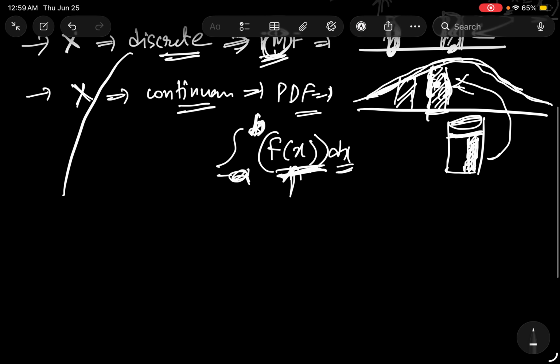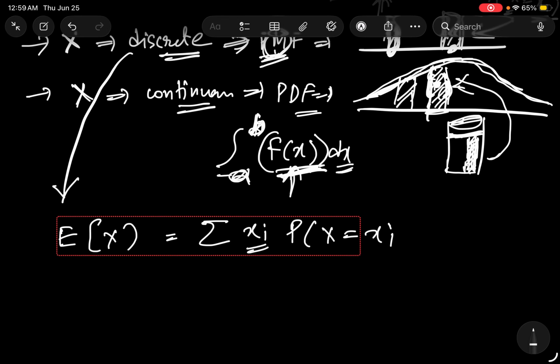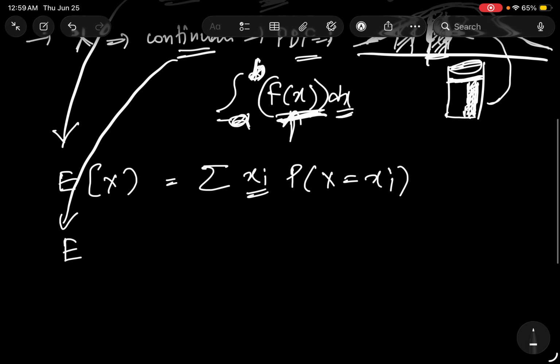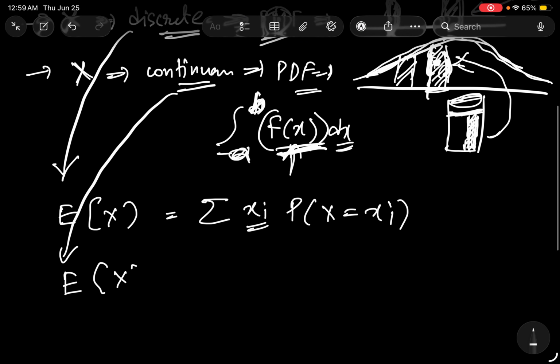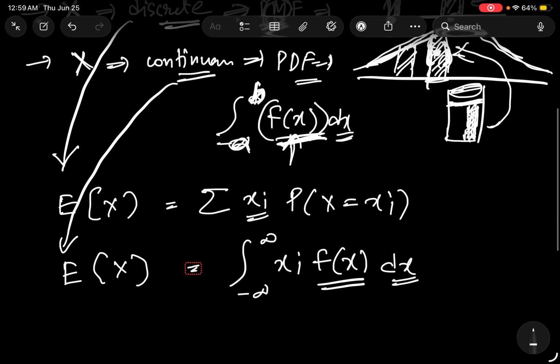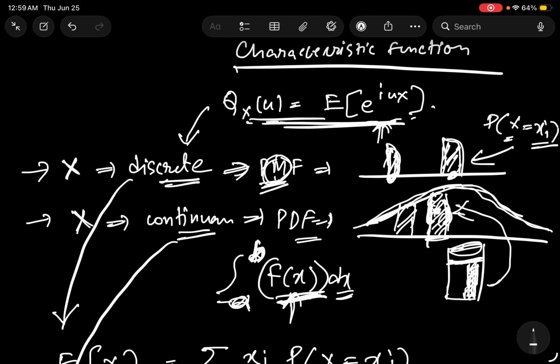Now similarly, in case it was discrete, your expectation is basically summation of your individual values and their corresponding probabilities, right? In case of a continuous random variable, your expectation turns into an integral, right? You have your corresponding x values and then you have your probability density function and then you have your width, right? This characteristic function we're talking about here is just a different representation of these probability distributions.